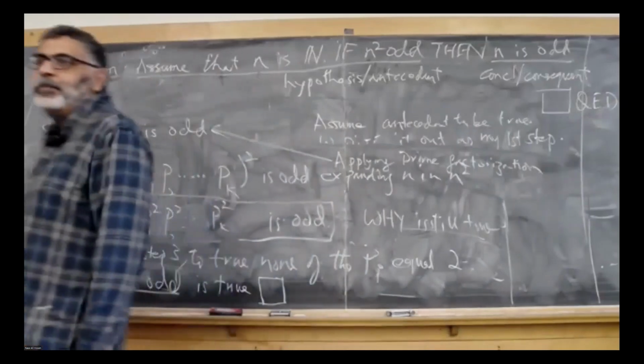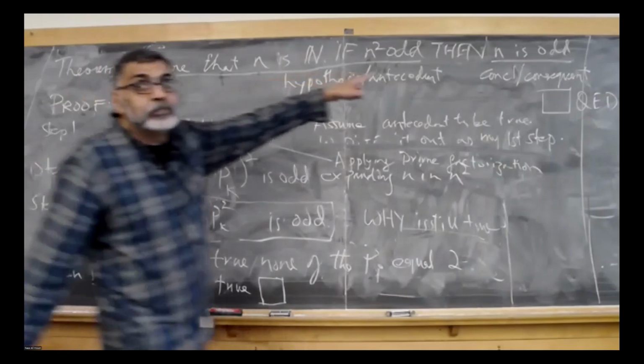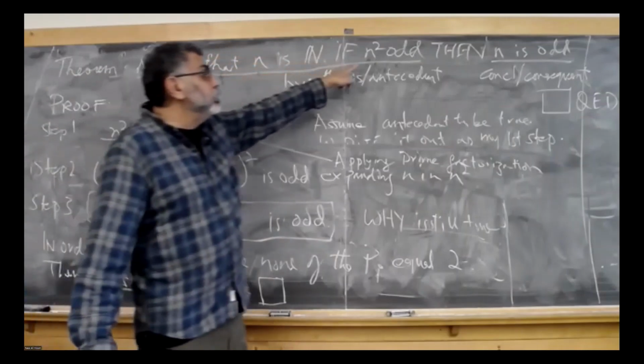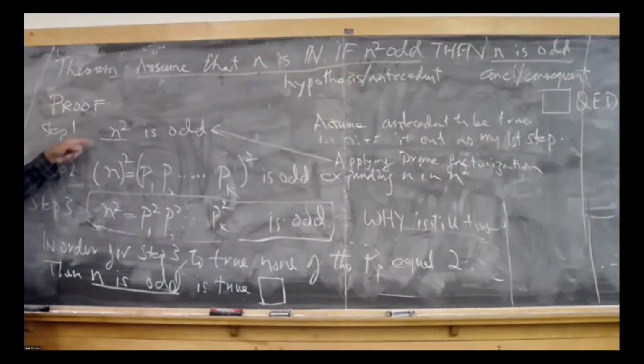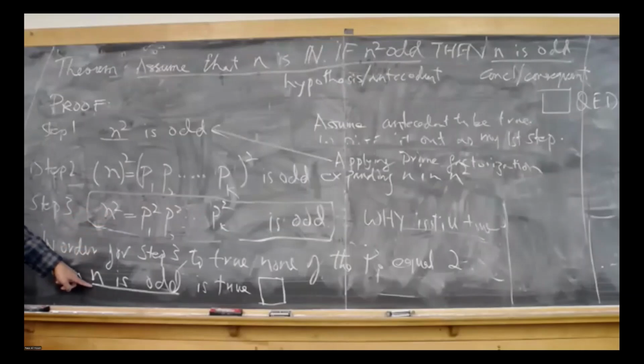Why did the proof end here? Because we got to the antecedent. I want a consequent, which is right there. We started with the hypothesis, the antecedent. We messed around, then we made a statement of fact about step 3, and that told us that none of the p's are 2, therefore n is also odd. Okay, it's actually pretty close to what it is in the textbook.